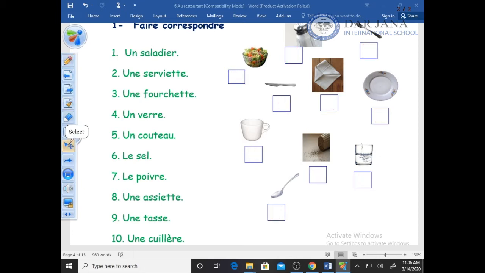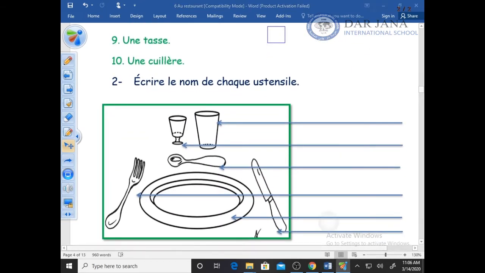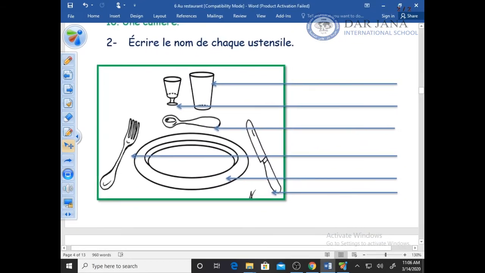Activité 2. Écrire le nom de chaque ustensile. So, write the names of the utensils. We will start with the first one. Que veut dire un verre? So, the first one is un verre d'eau. A cup or glass of water. So, un verre d'eau, a glass of water.